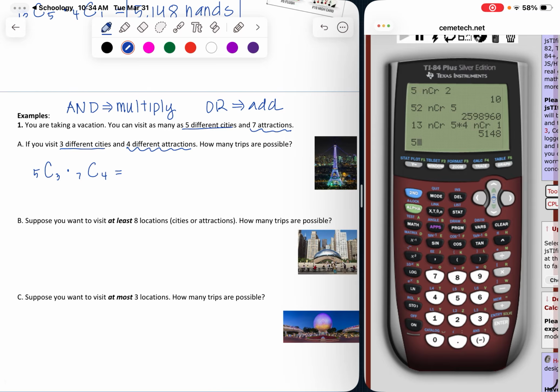So 5 combinations, I'm going to go math. And then after this, I'm going to stop typing it in the calculator for the length of the video. All right, you can type them in yourself. I have an answer key already out here. 7, math, probability, combinations option number 3, choose 4. Hit enter, and there's 350 different trips you can go on.